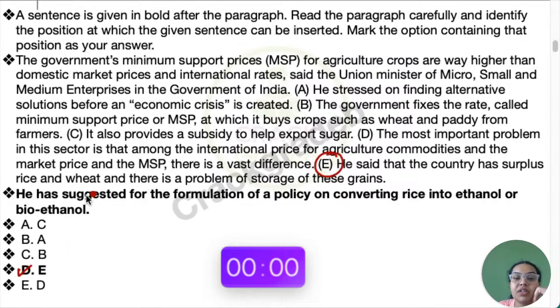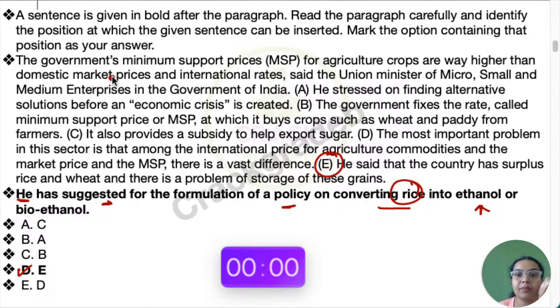Let's read the sentence first. He has suggested. He, that means there is a person who is saying something and this is a part of that. It's a suggestion. For the formulation of a policy on what? Converting rice into ethanol or bioethanol. So converting rice into something. Okay? Converting rice into something, and this is a suggestion.